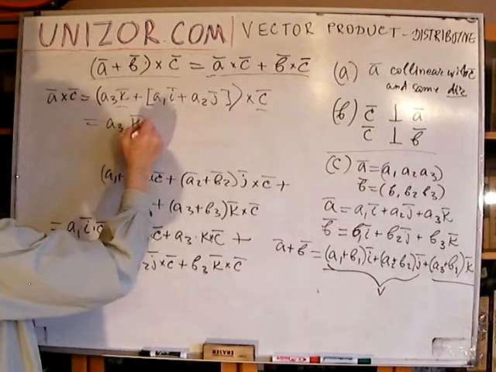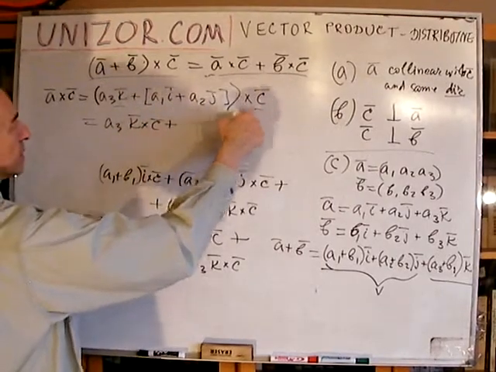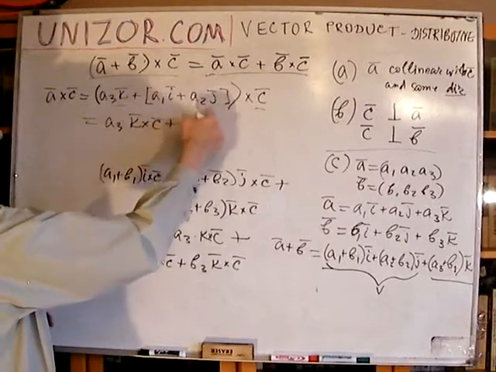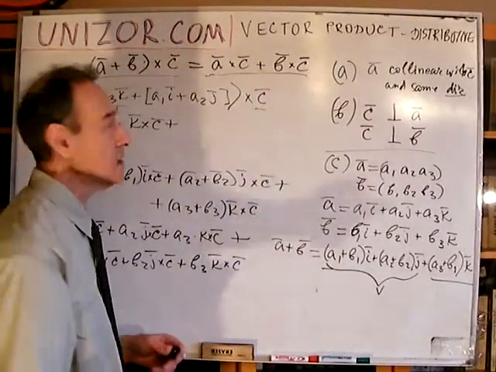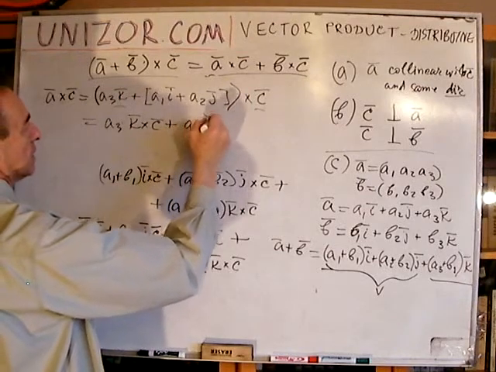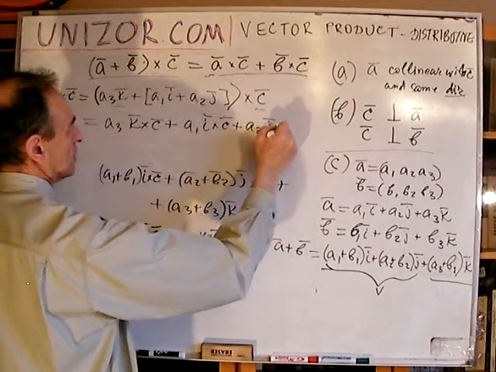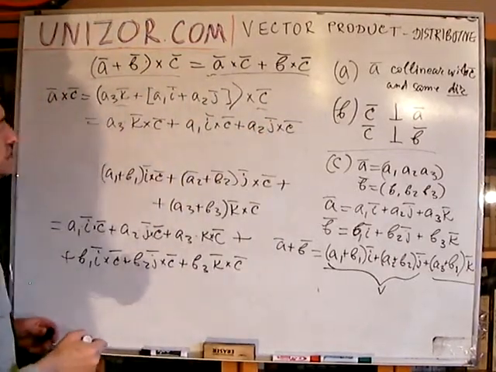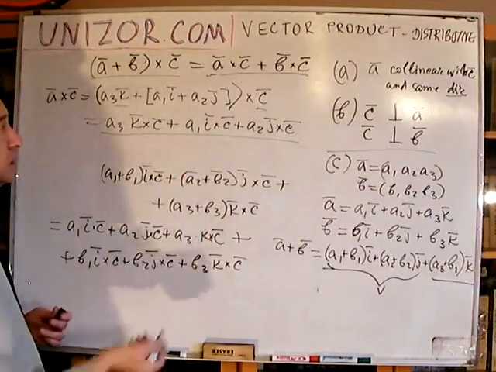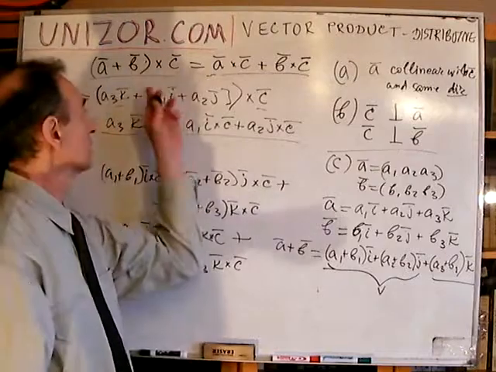It would be this plus this multiplied by C. But now we'll use the second one. Because I and J are perpendicular to C, I can see that this is A1 IC plus A2 JC. So I will have this. Now with B, I will have the corresponding thing, and if I add them together, I will get exactly the same thing as on the left here.